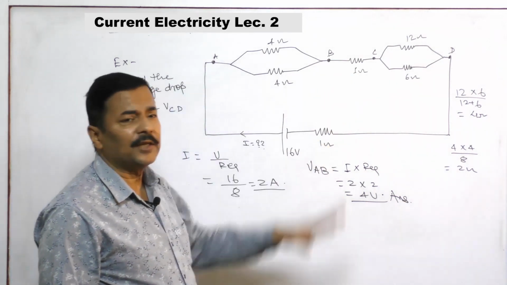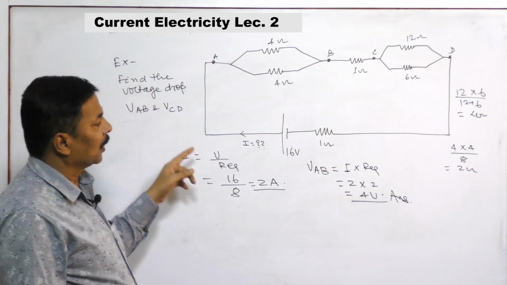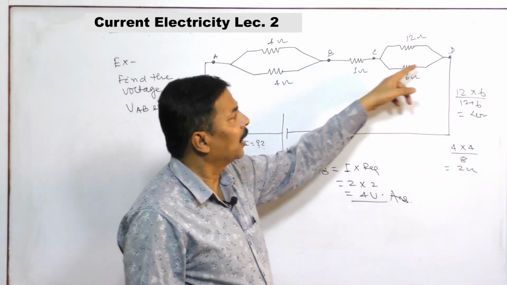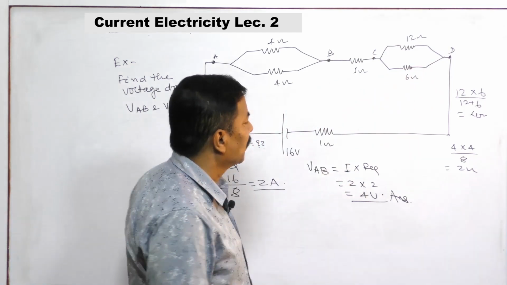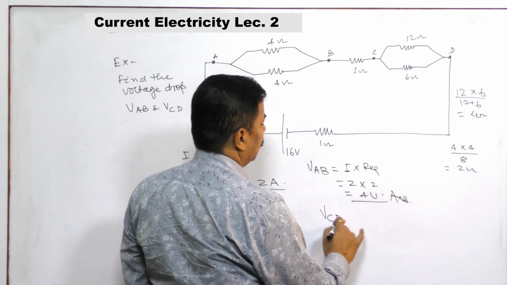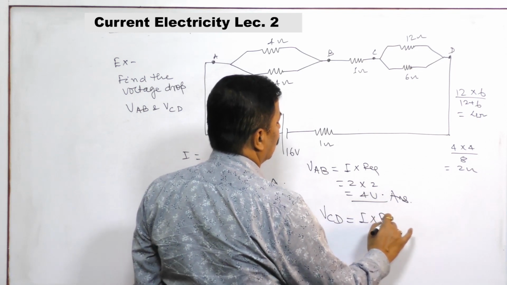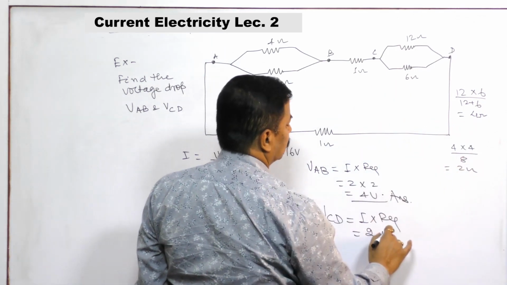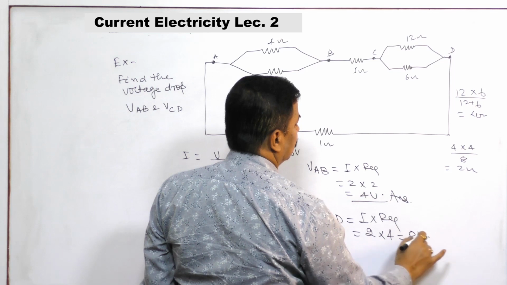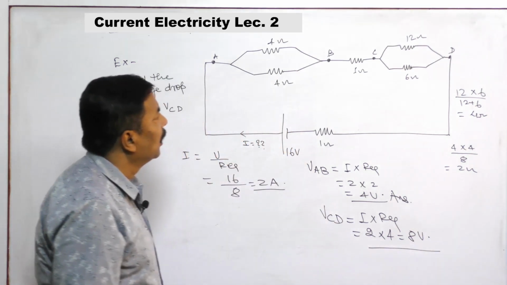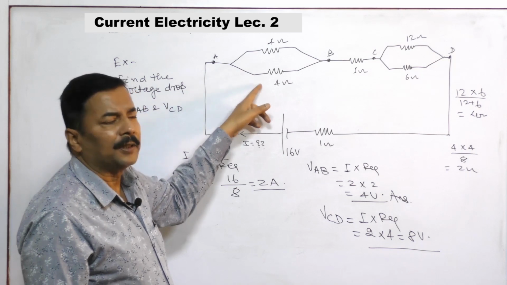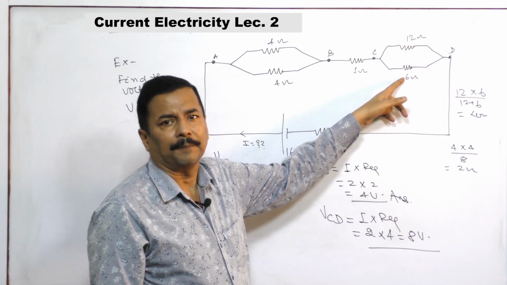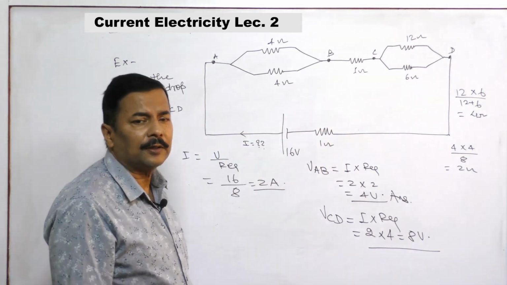Then VCD, they are asking VCD. Current is 2 ampere, here it will be going 2 ampere. So 2 ampere across this, what is the result? VCD is I into R equivalent. This time I is your 2 ampere, R equivalent is how much? 4, so 8 volt. So 4 volt will be the potential drop here and 8 volt will be the potential drop here. So in this way we have solved this question.